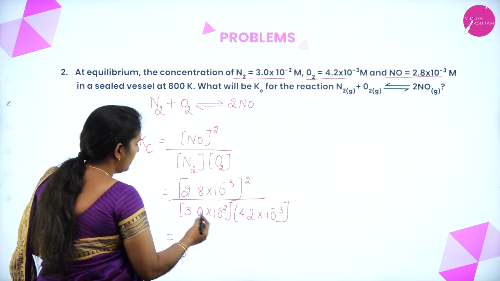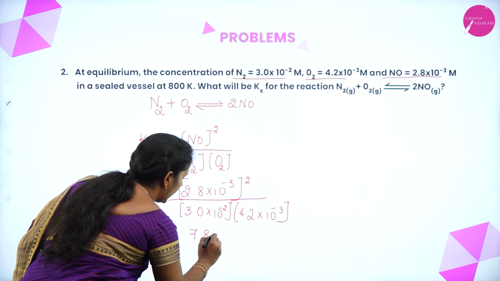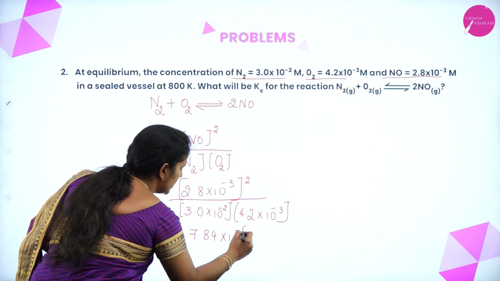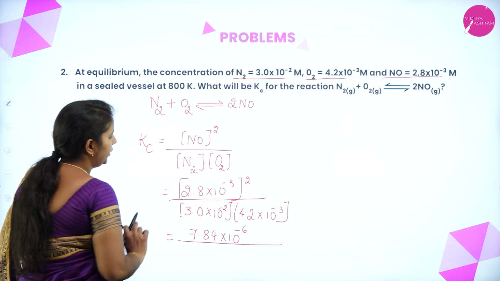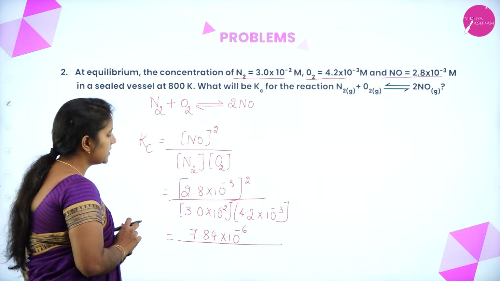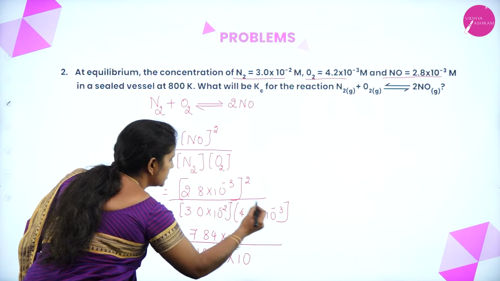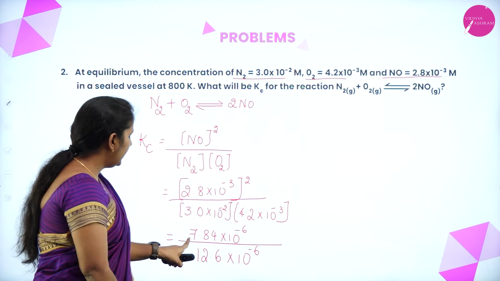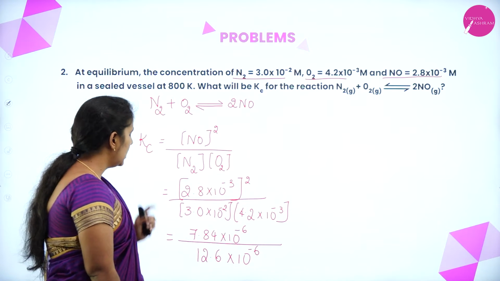Now, if you multiply, you will get 7.84 into 10 to the power of, 2 2s are 6, no, minus 6, divided by 3.0 into 4.2 is 12.6 into 10 to the power of, minus 2 and minus 3 is nothing but minus 5. Now, I will divide 7.84 by 12.6. You will get how much?